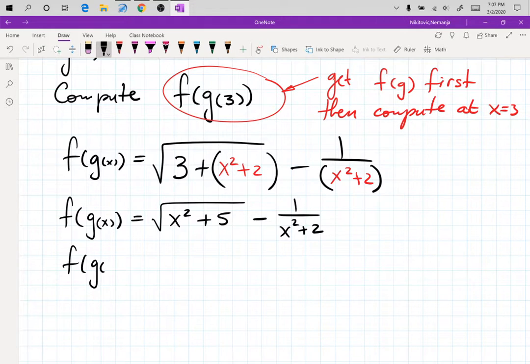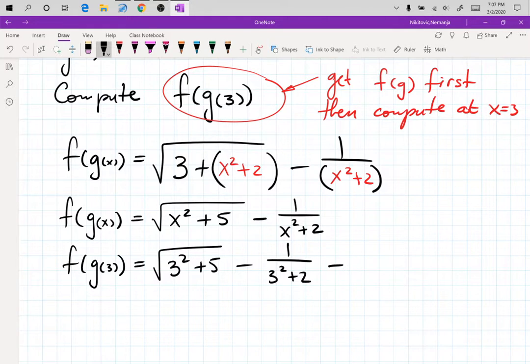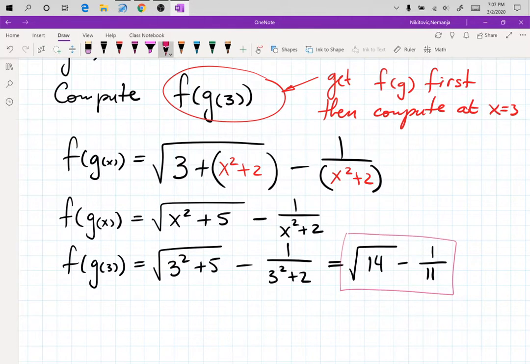So f of g of 3 is going to be the square root of 3 squared plus 5, minus 1 over 3 squared plus 2. And now we have the square root of 9 plus 5, which is the square root of 14, minus 1 over 11. And if you really want the decimals, you can punch this in a calculator. No one cares. If you just give this as the answer, its exact value, I'll be a happy camper.